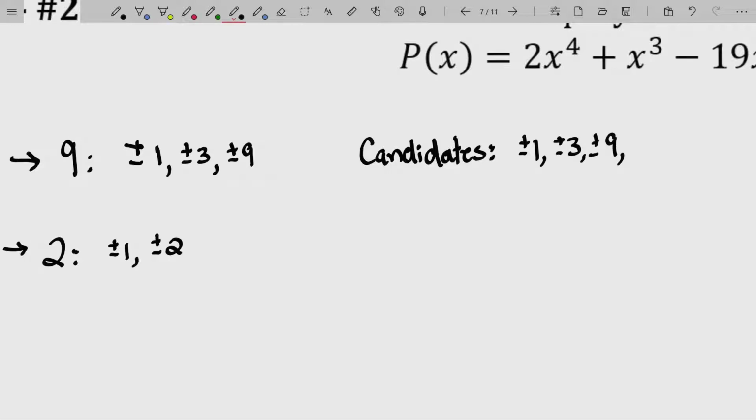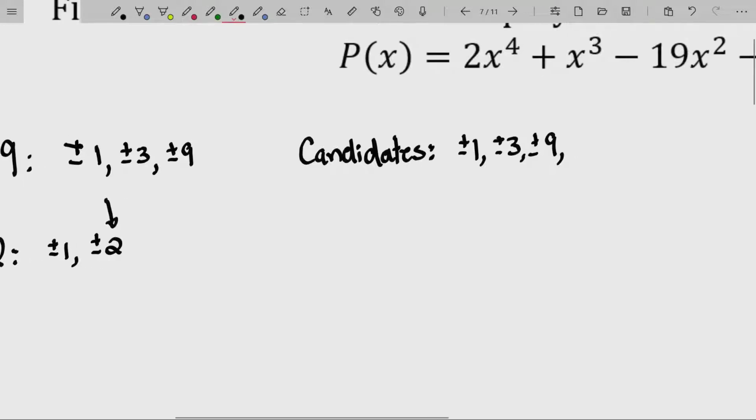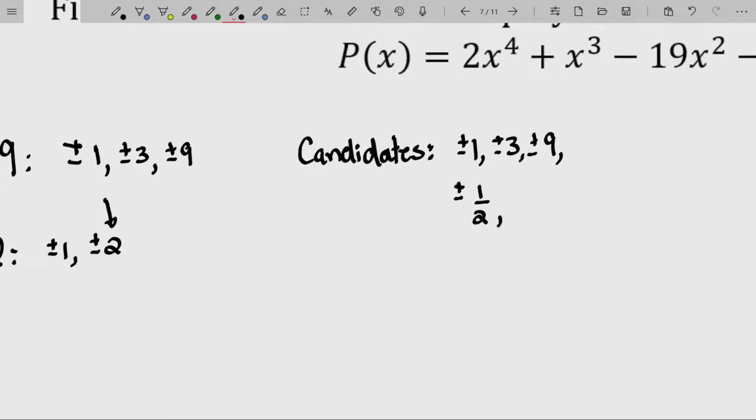And then you have to include all those same numbers, 1, 3, and 9, divided by the 2. So I'll actually write it down below. Plus or minus, let's see, we have 1/2, plus or minus 3/2, and plus or minus 9/2. Now, do I want to try all those combinations? I don't know if I want to try all of them. I think I'm going to do this.